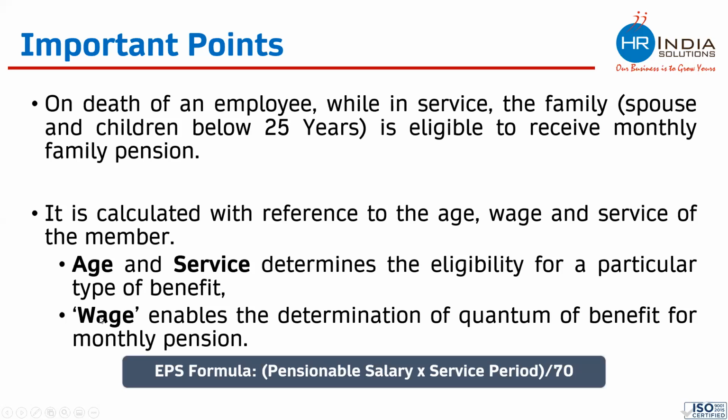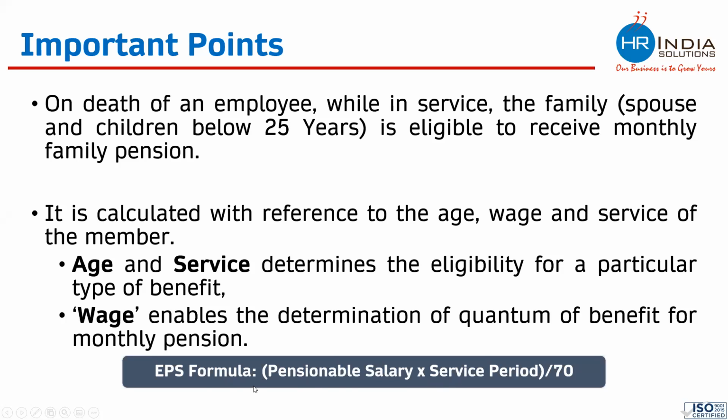The age and service duration will determine the eligibility for the benefit. The wage, the last drawn salary or the salary in the previous 12 months, will determine the quantum of the benefit. The maximum pension that the EPFO is giving is rupees 7500. So what maximum pension the person will get after retirement depends upon the service of the person and the last drawn salary. The formula for calculating monthly pension is pensionable salary multiplied by service period divided by 70.